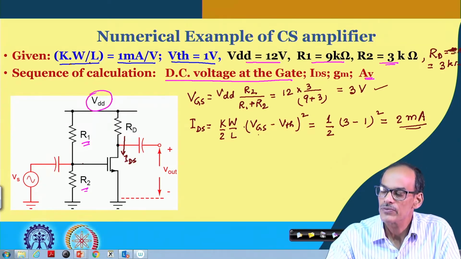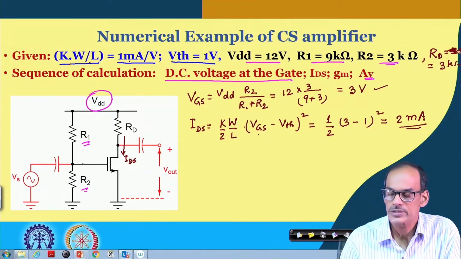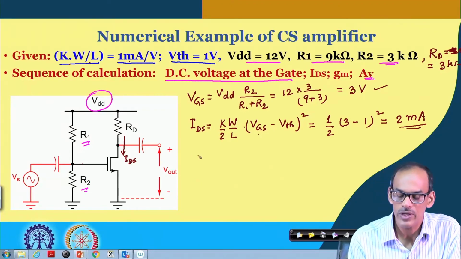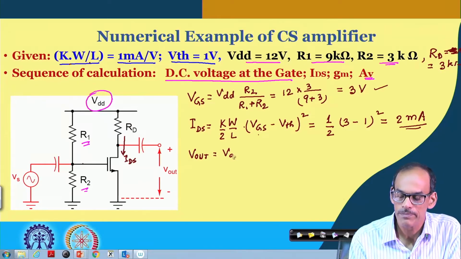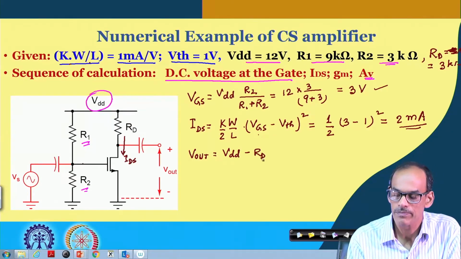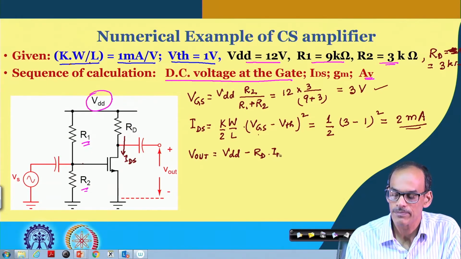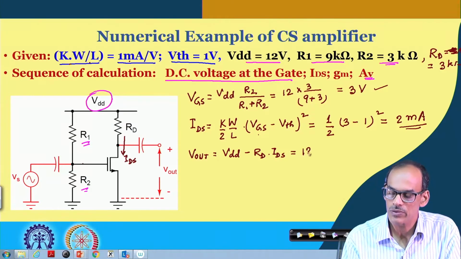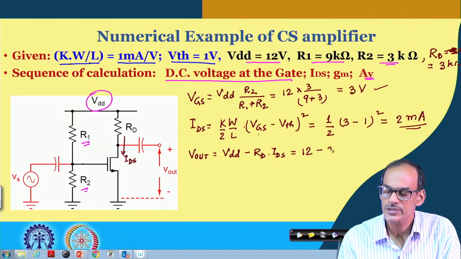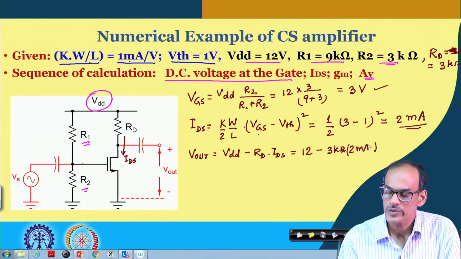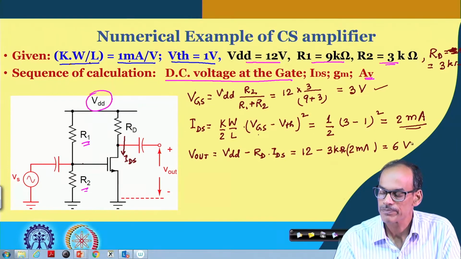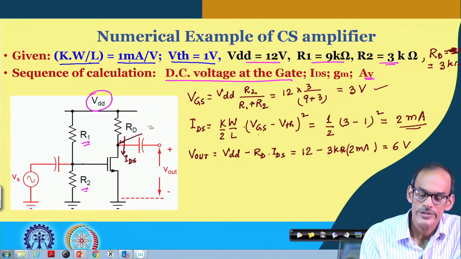And so, if this RD is equal to 3 k, then V out equals VDD minus RD into IDS. So, that is equal to 12 volt minus RD, which is 3 k, into 2 milliampere. So, that gives us 6 volt. So, the DC voltage here is 6 volt.